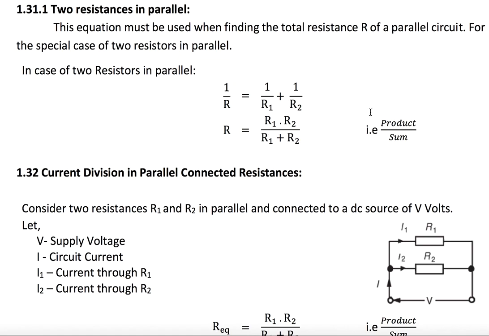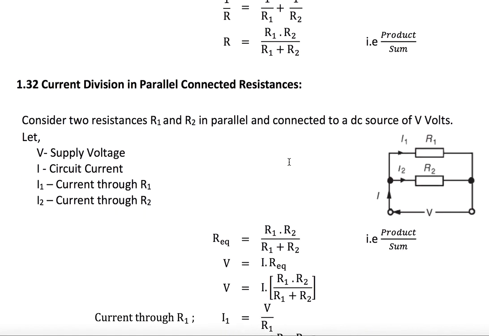You have to interchange the numerator and denominator, then only you will get R. This becomes product and this is sum. Product of the resistors upon sum of the resistances, that is R equivalent. Even there are only two resistors connected in parallel, 1 by R is nothing but R1 plus R2 by R1 R2. So R should be R1 R2 by R1 plus R2.